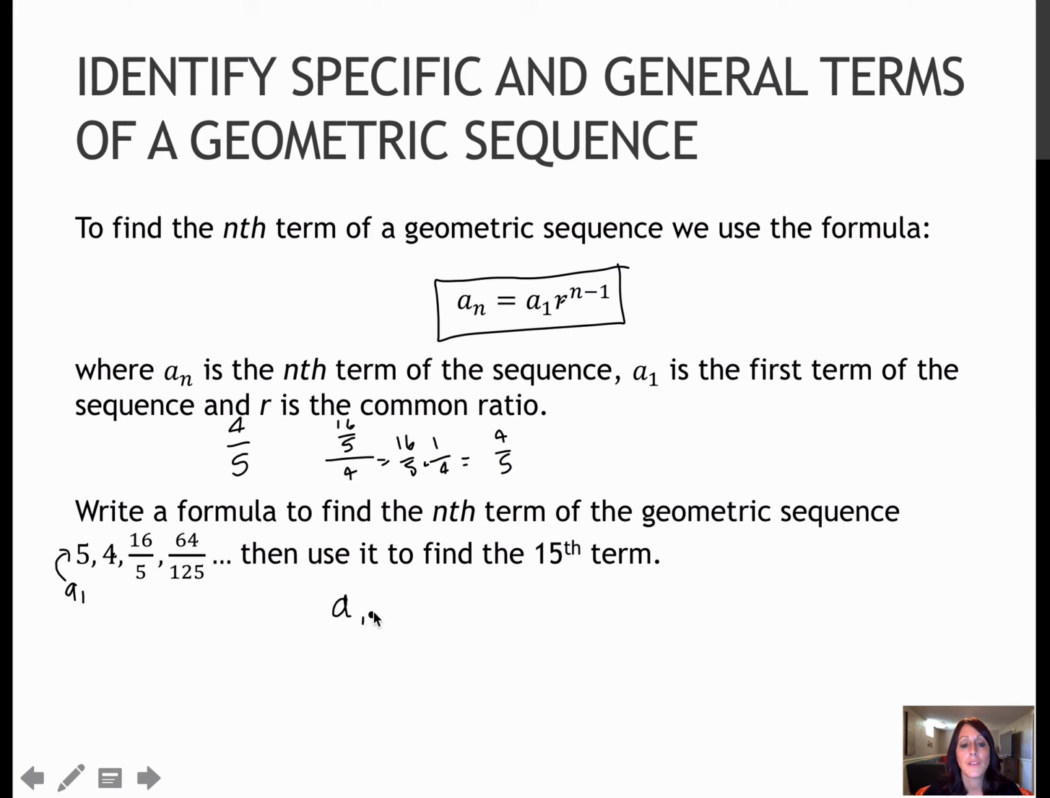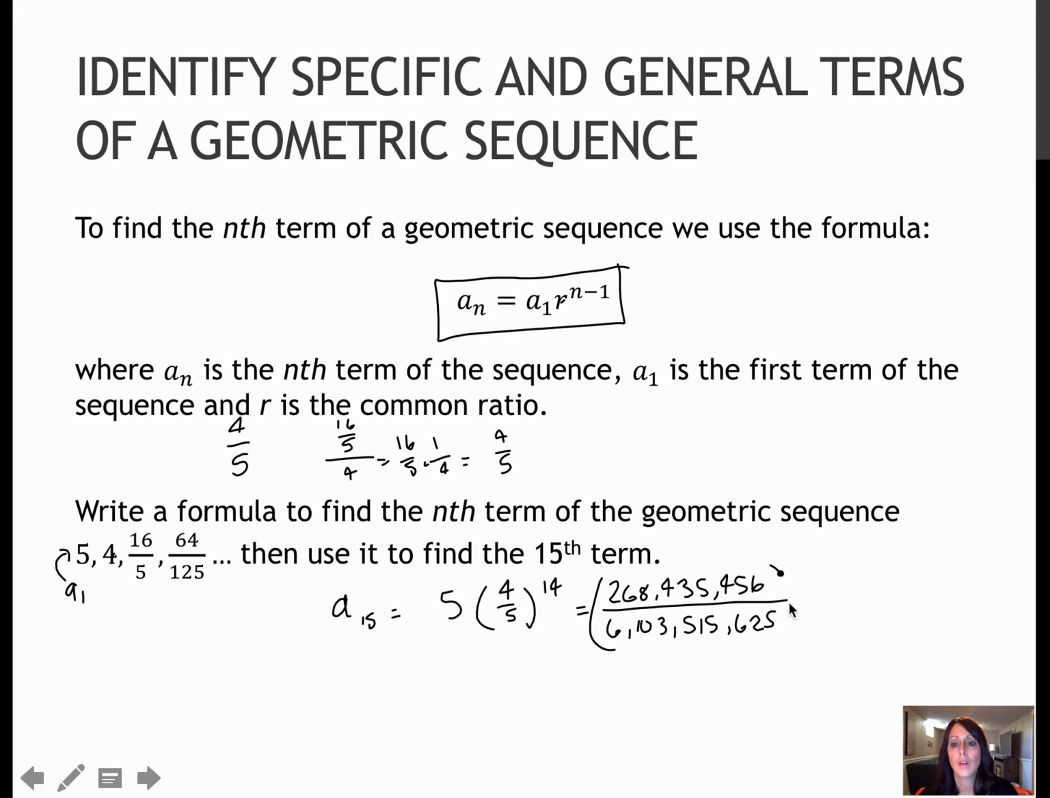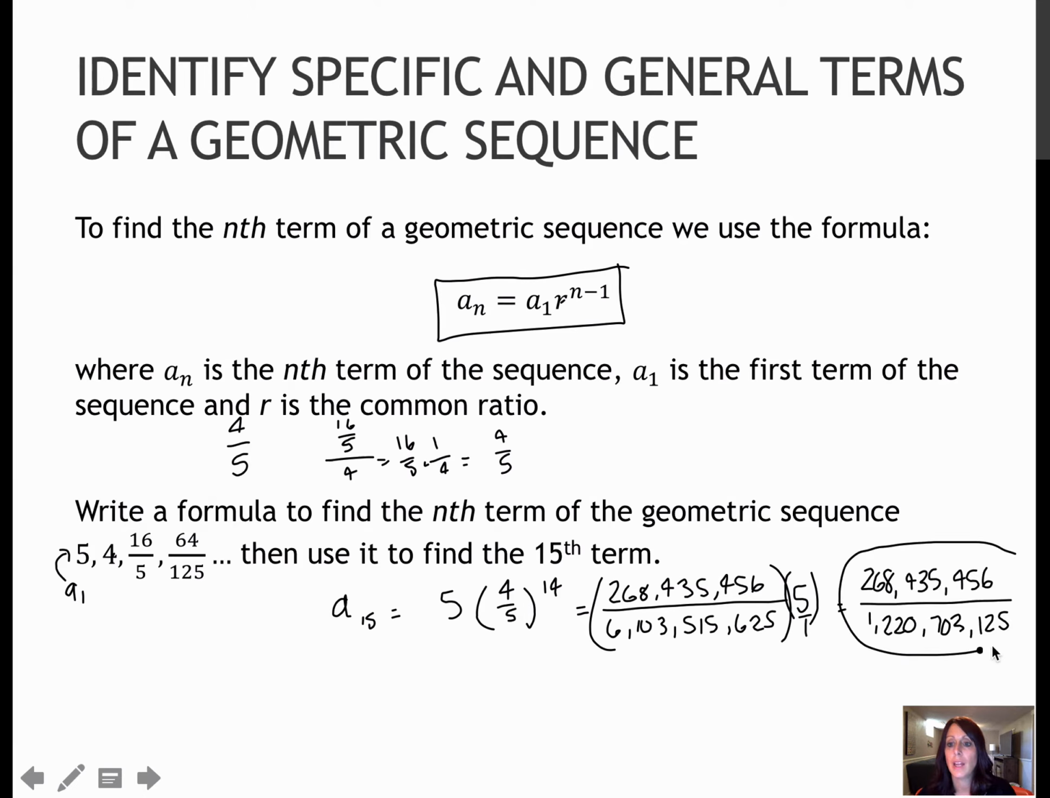So a sub 15 would be starting with 5 and then taking 4/5 to the not 15 but 15 minus 1, which is 14. So you can of course use your calculator from here. I would take 4 to the 14th over 5 to the 14th. And remember, all of that was times 5. And so really I'm just going to reduce this 5 over 1 with the denominator. And so that would be my final answer for the 15th term in the sequence.